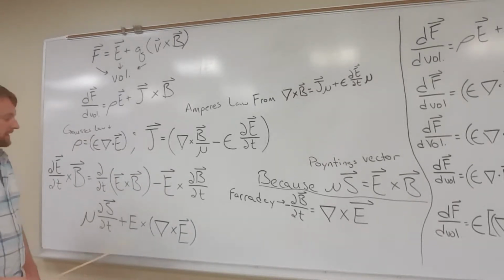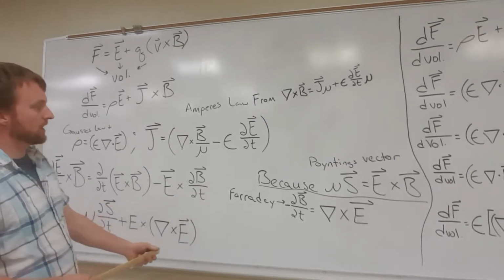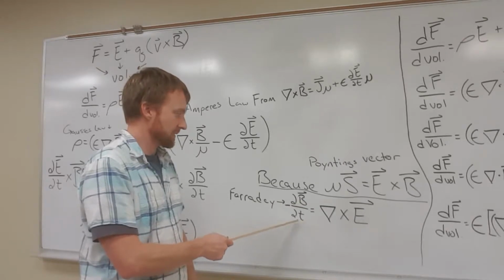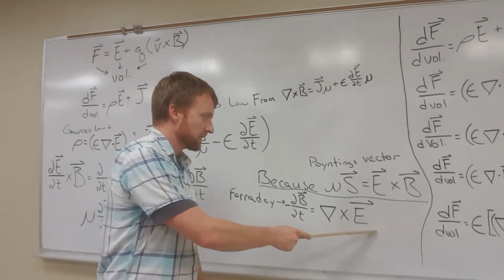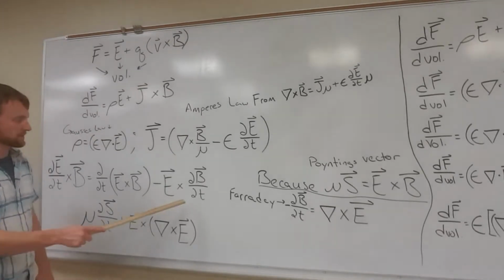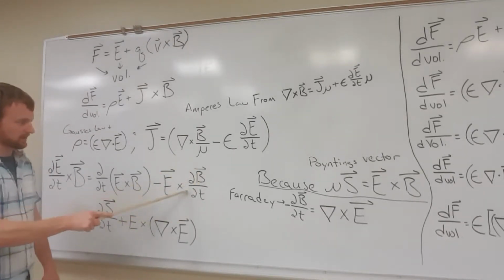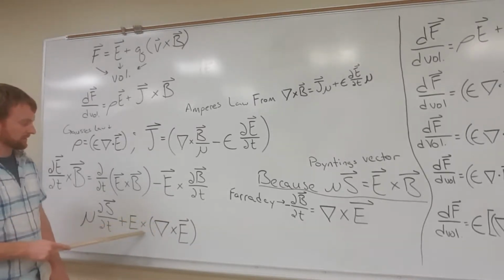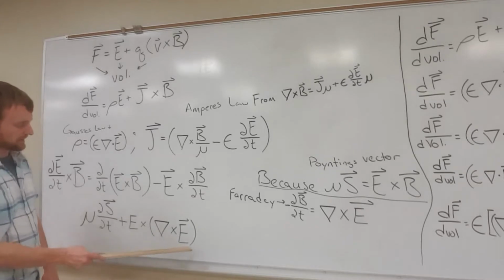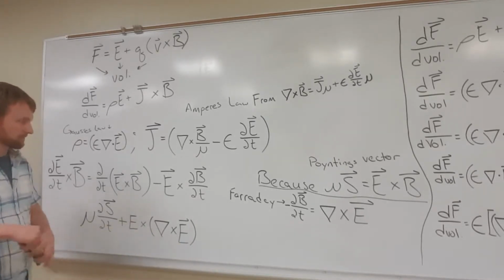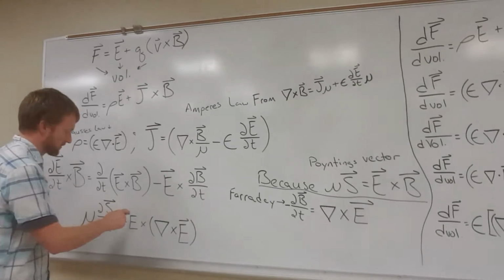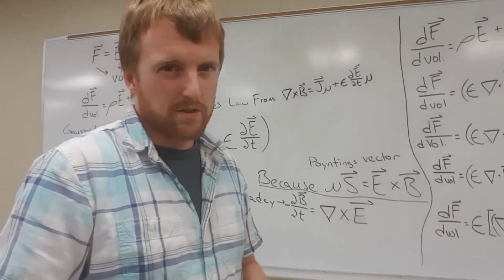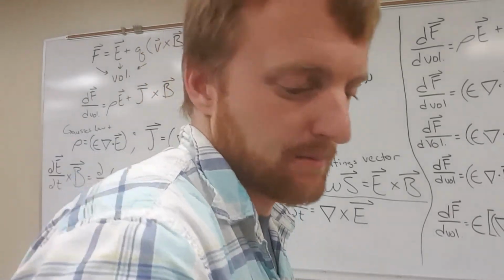Now, if you didn't know, by Faraday's law, the change of the B field with respect to time is equal to the curl of the E field. So we're actually going to replace this thing right here with the Faraday's law statement. So the curl of E, with the cross product of E. So what does all that mean? And let's make it a little bit simpler, shall we?